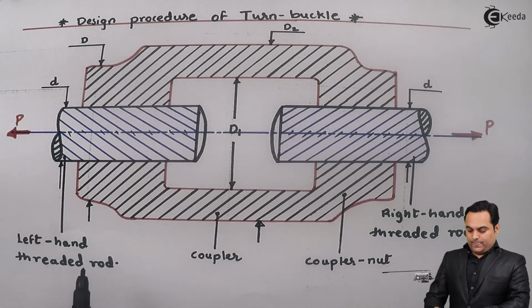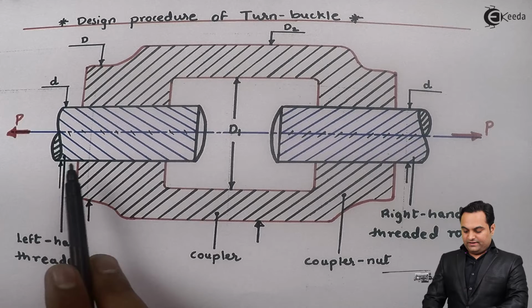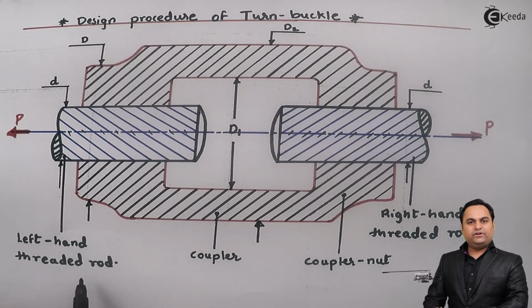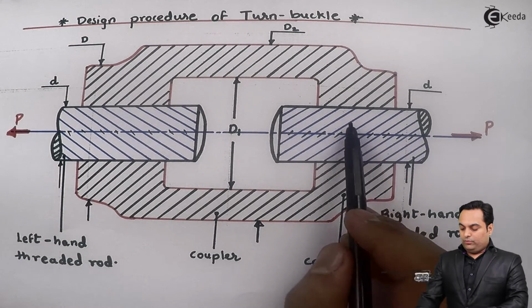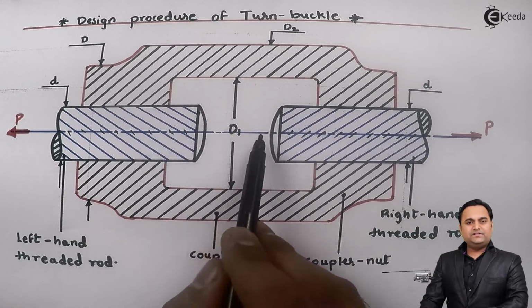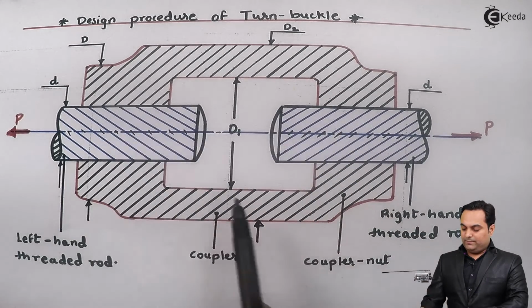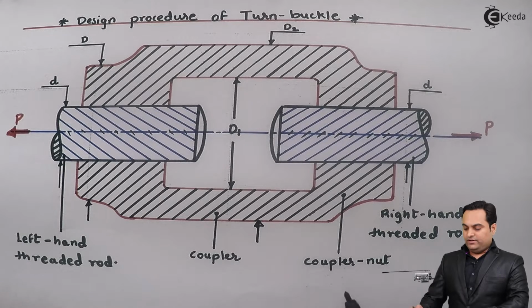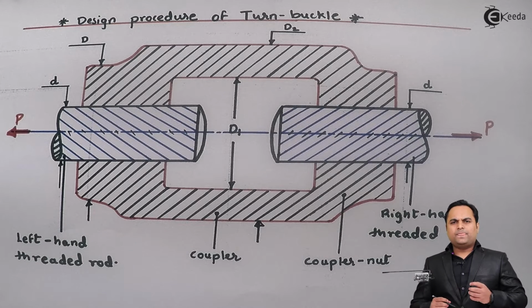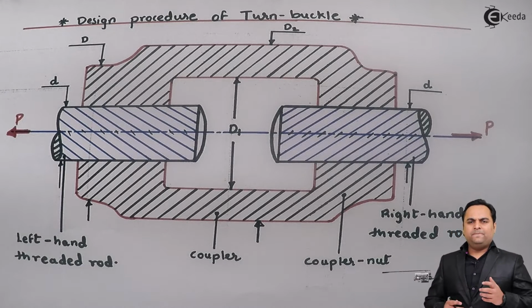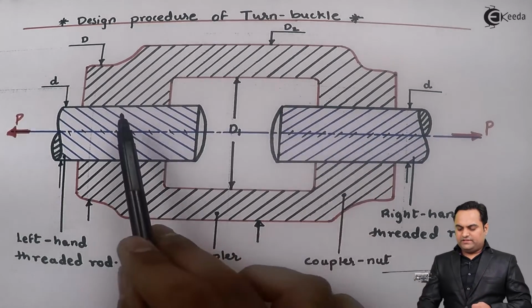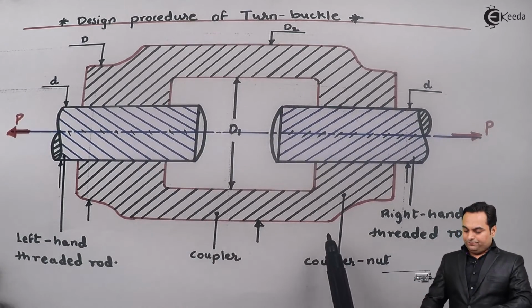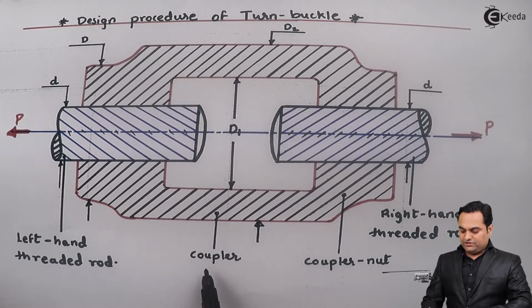As we can see on the left hand side I have left hand threaded rod. On the right hand side it is right hand threaded rod. Both of the screw threads are in a coupler nut as I have written here, because since we have screw, we must also have nut so that they can assemble. So here I have screw as well as nut which is called as the coupler nut. Then there is the middle portion which is called as the coupler.